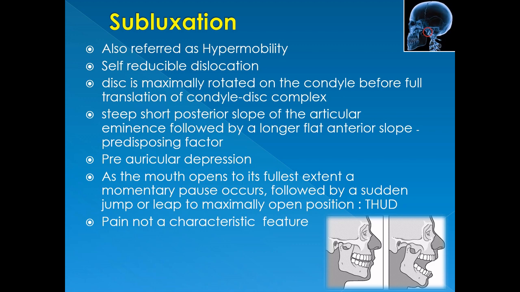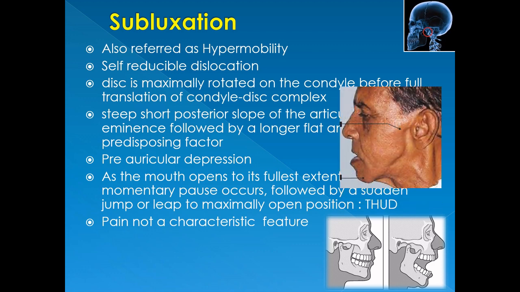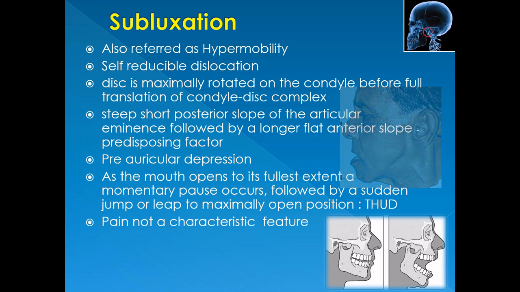And in a subluxation joint, the maximum rotational movement of the disc is reached before the maximum translation of the condyle. Therefore, as the mouth opens wider, the last portion of the translatory movement occurs with a bodily shift of the condyle and disc as a unit. This leaves a clinically noticeable preauricular depression. As the mouth opens to its full extent, a momentary pause occurs, followed by a sudden jump or leap to the maximally open position. This is often followed by a thud sound rather than a clicking sound. And pain is not a characteristic feature of subluxation.